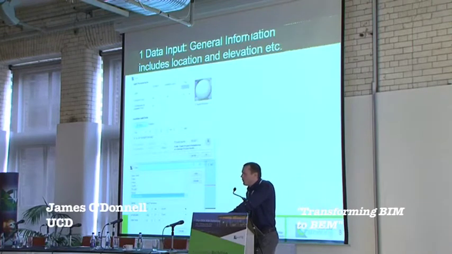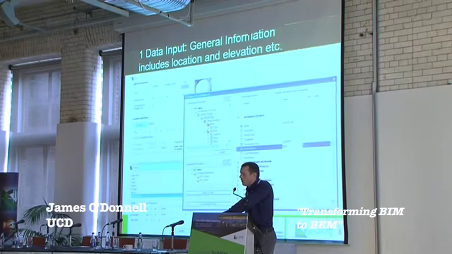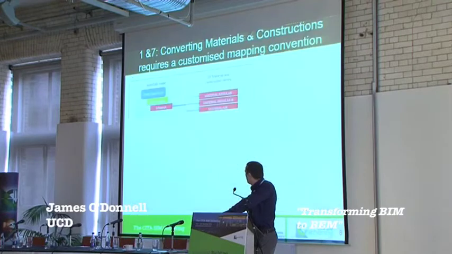So the first step I mentioned, just inputs and general information. The building was in Palo Alto, so we just took the San Francisco city location, realized it wasn't appropriate, and we changed the coordinates to Palo Alto. We also inputted the site elevation and the surrounding site conditions, such as trees and neighbouring buildings, etc.